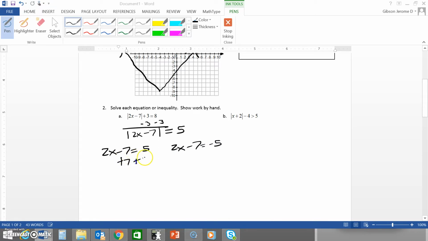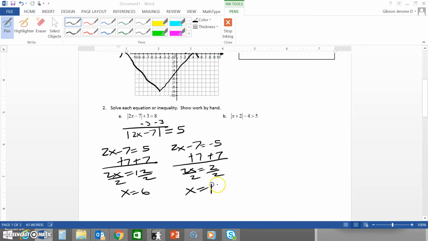So we add 7 on both sides. 2x is equal to 12. Divide each side by 2 and x equals 6. Now we go here. We will add 7 on both sides. 2x will equal 2. Divide each side by 2 and x equals 1.